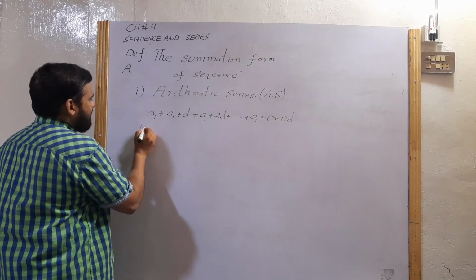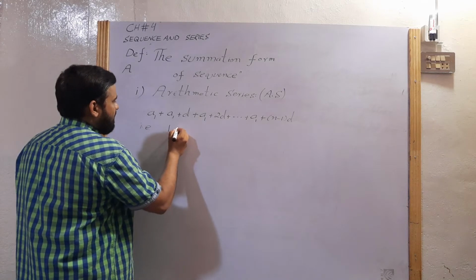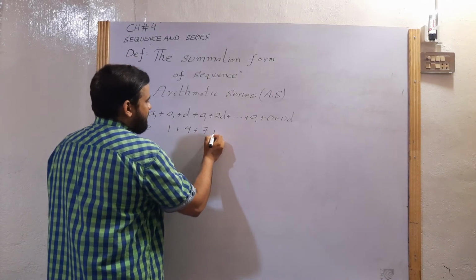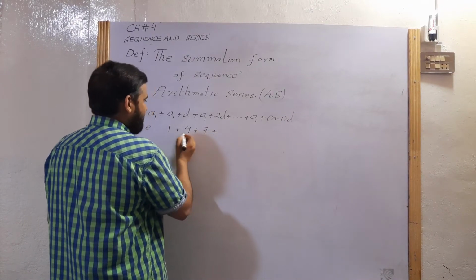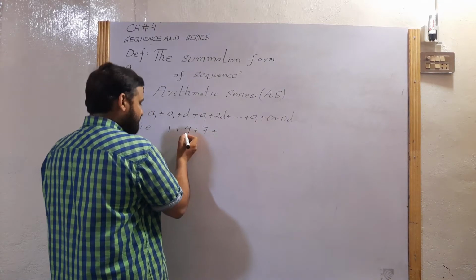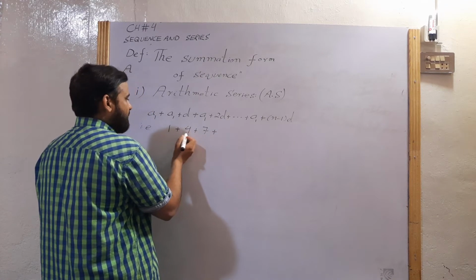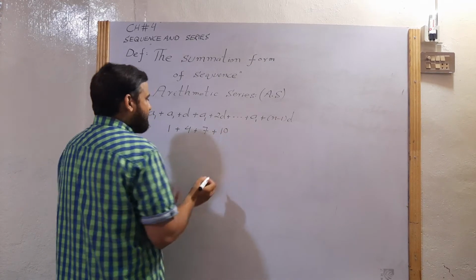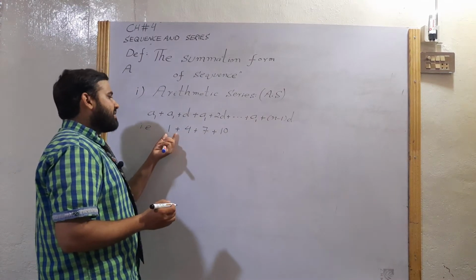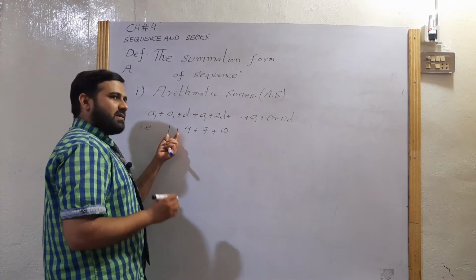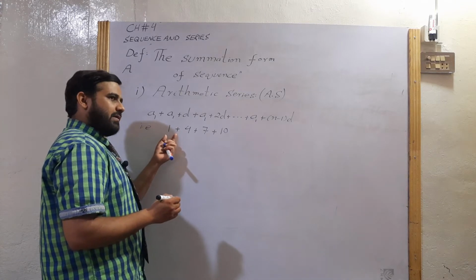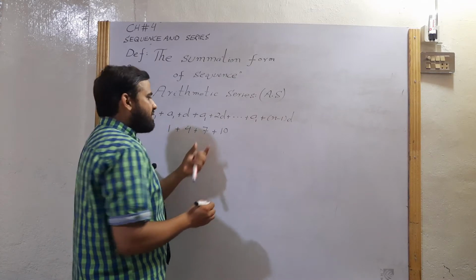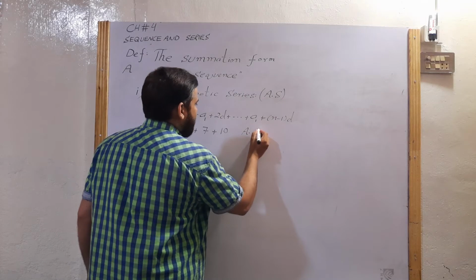In a very simple example, there is 1 plus 4 plus 7 plus 10. There is a difference of 3 between 4 and 1. So 1 plus 3 is 4, 4 plus 3 is 7, 7 plus 3 is 10. It is an arithmetic series because it is an arithmetic sequence if we replace the addition sign by a comma. If we replace the comma by addition, this is not an arithmetic sequence, this is an arithmetic series.